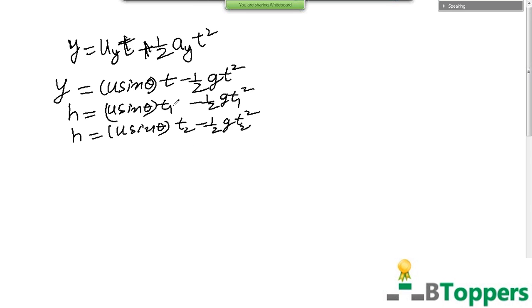So then you can write h equal to u sin theta t1 minus half g t1 square at the instant t equal to t1. For the instant t equal to t2, you can write h equal to u sin theta into t2 minus half g t2 square. At both the instants, the projectile is found to be at the same height.